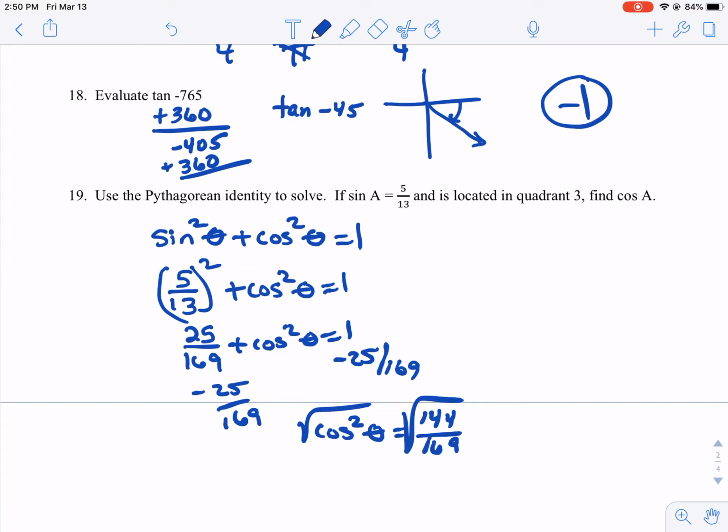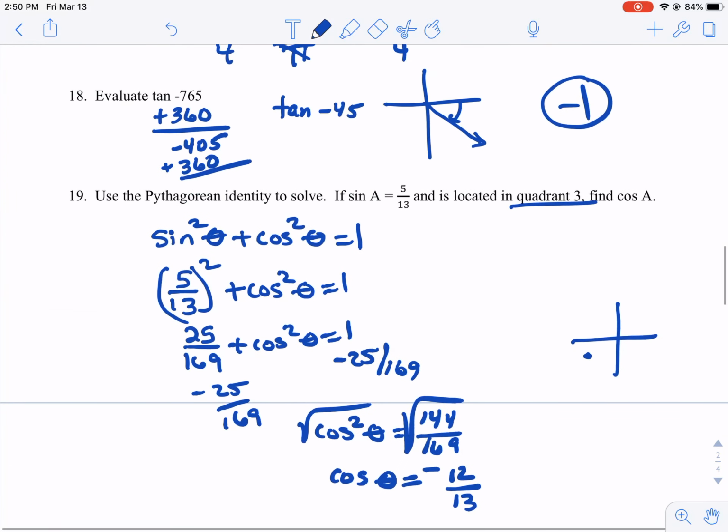Square root both. Square root of 144 is 12. Square root of 169 is 13. And go back and look at your quadrant. Quadrant 3, that's in here. Cosine there is negative, so our final answer is that the cosine is negative 12/13. That is a review of your first trig chapter.